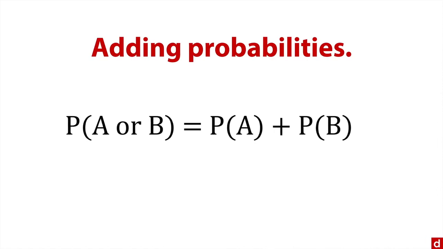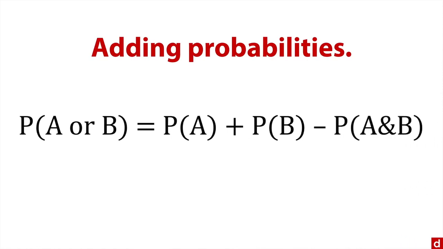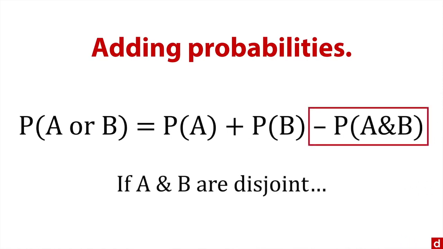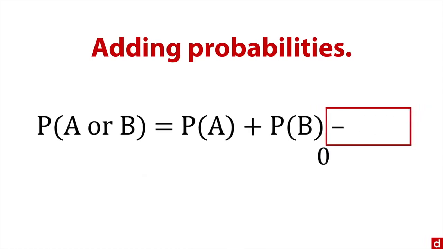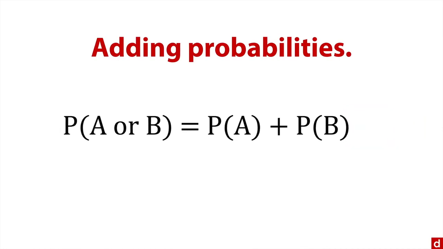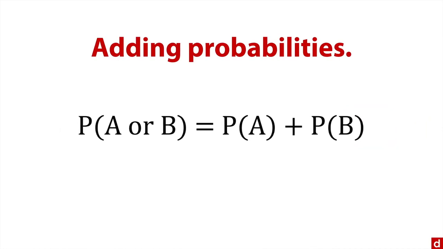However, you may have to subtract something. You may have to subtract this little piece because maybe there is some overlap between the two of them. On the other hand, if A and B are disjoint, which means they never occur together, then that's equal to 0. And then you subtract 0, which gets you back to the original probabilities.